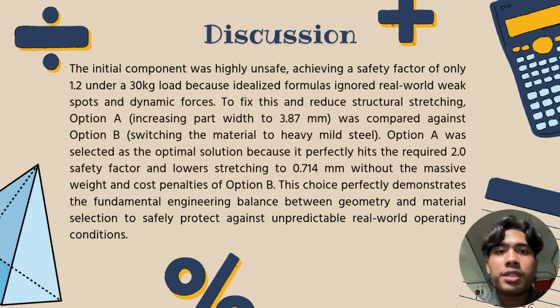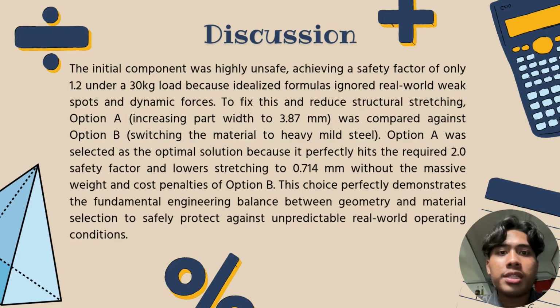The initial component was highly unsafe, achieving a safety factor of only 1.2 under a 30 kg load because idealized formulas ignore real-world weak spots and dynamic forces. To fix this and reduce structural stretching, option A, increasing part width to 3.87 mm, was compared against option B, switching the material to heavy mild steel.